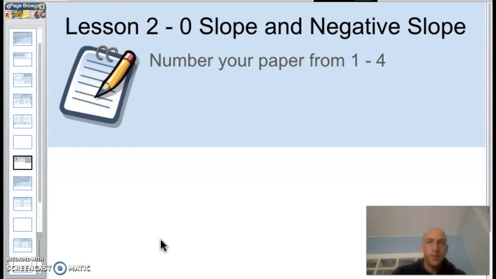Right, welcome to lesson number 2. In this lesson, we're still going to be talking about slope, but we're going to be talking about slopes of 0 and what those lines look like, and what lines look like when they have a negative slope. So go ahead right now and make sure you have a piece of paper and a pencil, and number your paper from 1 to 4 with plenty of space to do a little bit of work in between.